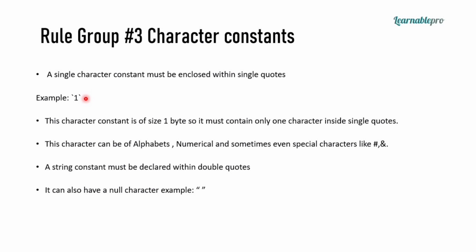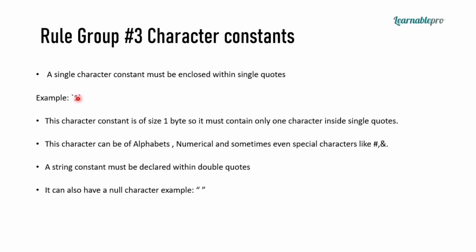This character constant is of size 1, so that's why we have only one digit inside the single quote. The size of a single character constant is 1 byte. It should not exceed that. So that is rule number 2. And this character can be alphabets like single quote A or single quote 1 or whatever, numerics or alphabets, or sometimes even we can write some special characters like hash or ampersand in between the single quotes. So this is rule number 3 of declaring a single character constant.